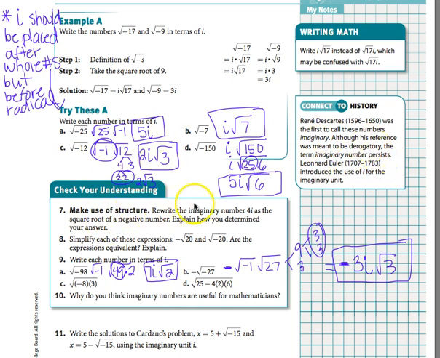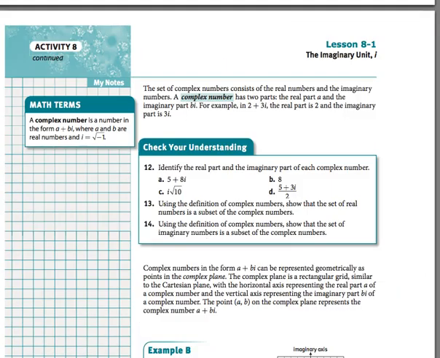All right, so that allows us to simplify the imaginary numbers. So now I need to move on to what we call complex numbers. So on the next page, we've got the definition for that up at the top. A complex number is in the form a plus bi, where a and b are real numbers, and i, of course, is the square root of -1. So a complex number has two parts. The real part is a, and the imaginary part is bi.